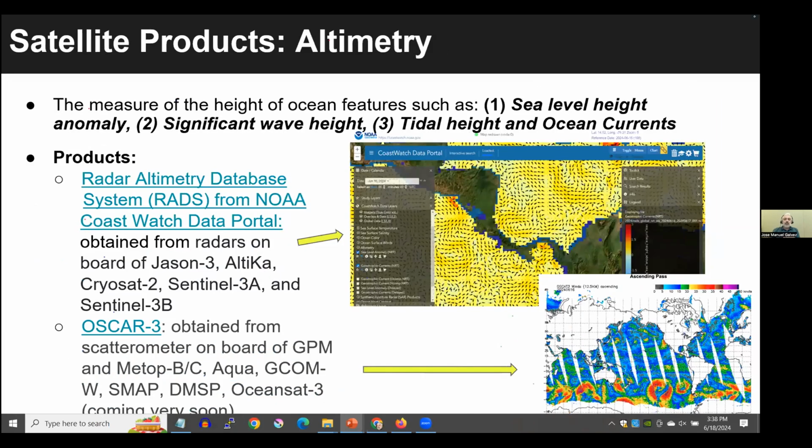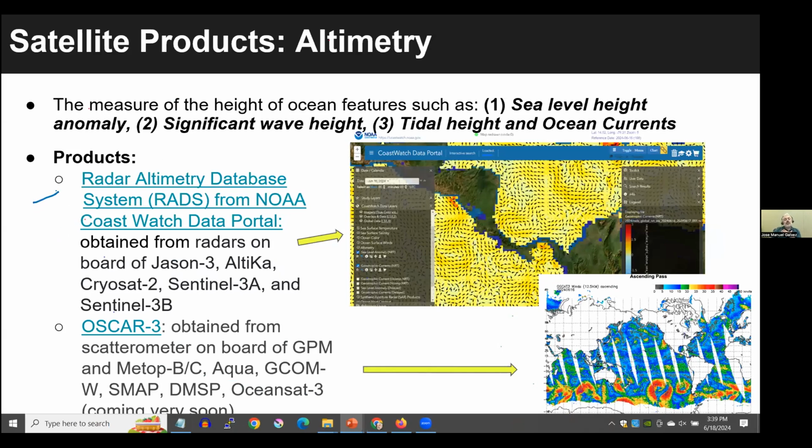Next, we're going to talk about altimetry. Remember, altimetry was very useful for things like sea level, and that relates to the potential presence of a Kelvin wave. These altimetry data are also measured by polar satellites. So this is just some information for you to have.